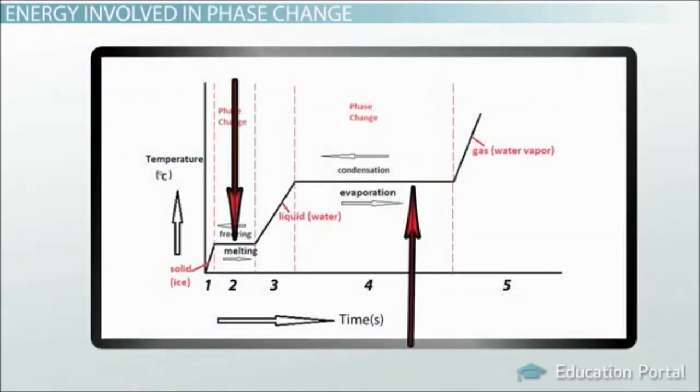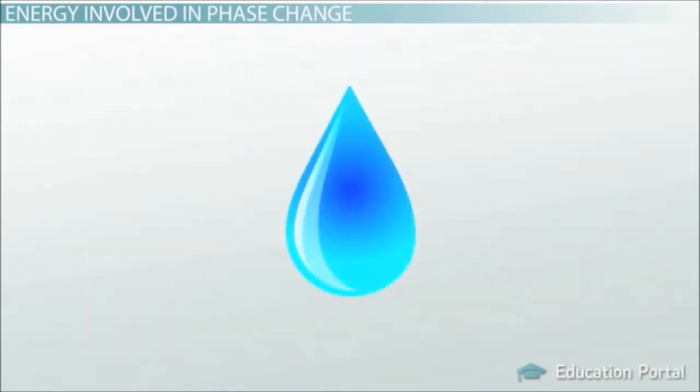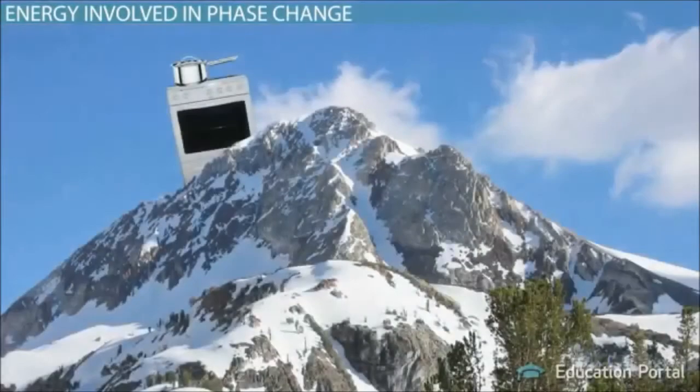Although we have talked mainly about water in this video, all substances have specific phase change temperatures. Also, freezing, melting, and condensation points can change for different substances depending on the pressure they are under. If you try to boil water at a high altitude, you know that water boils at a lower temperature due to the lower pressure at that altitude.